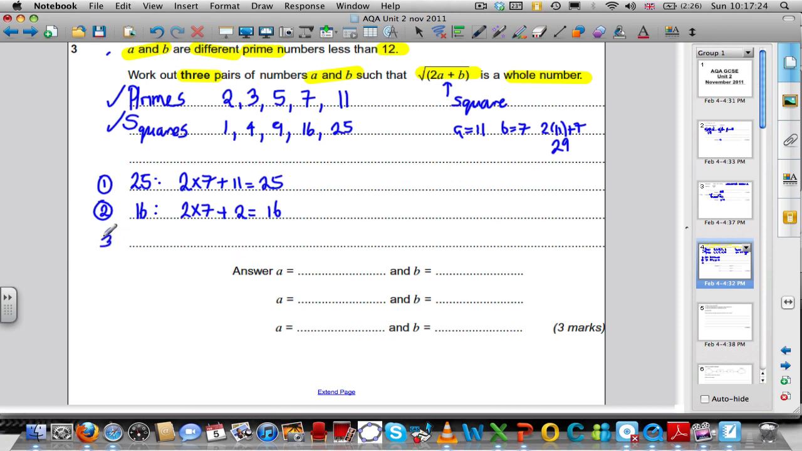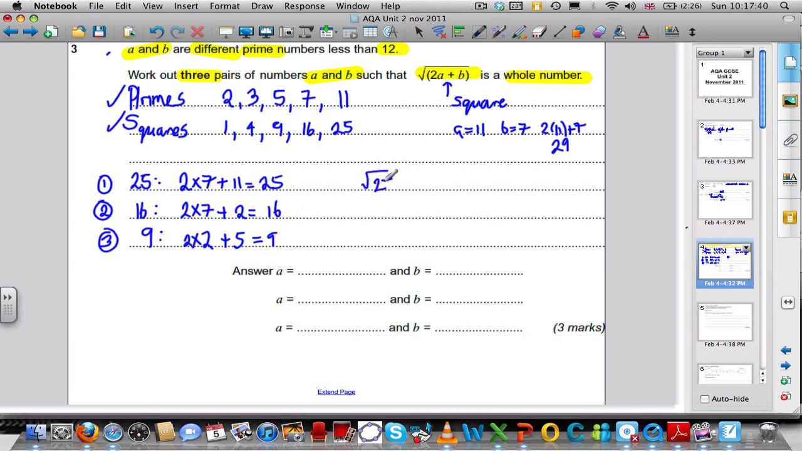Well, let's have a go for a different prime. Let's have a go for number 9. Could we get number 9 in any way? It's another square. Let's try and get number 9. Well, we could say, for example, 2 times 2 is 4, plus 5, which is another prime, gives us 9.